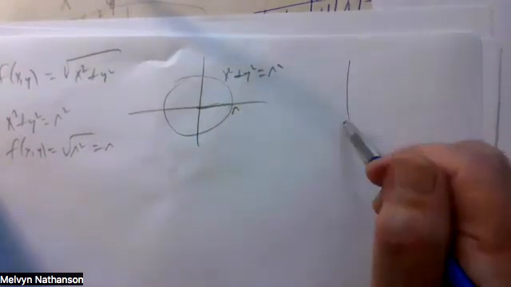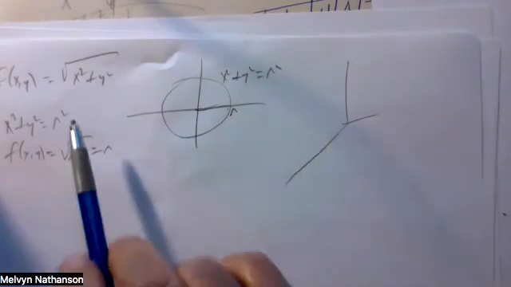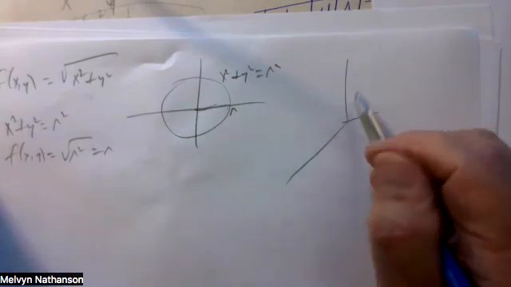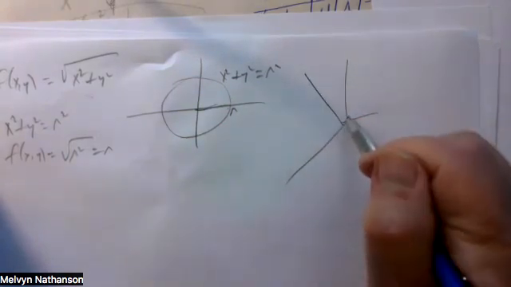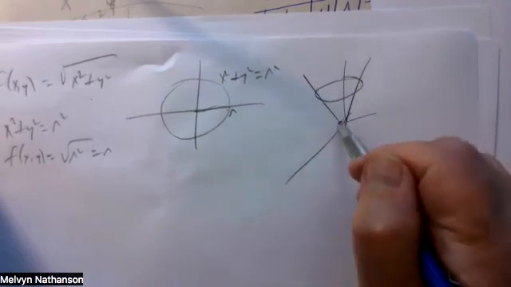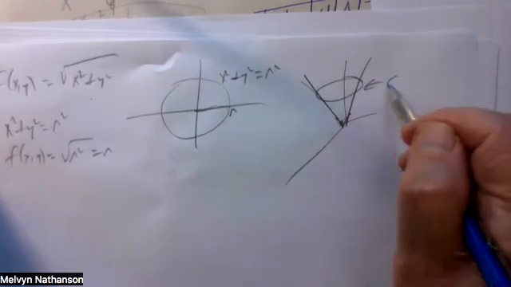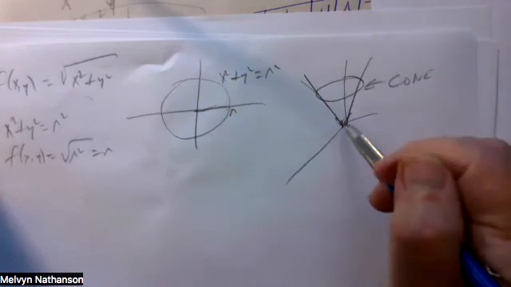So if you were to try to graph the surface z equals the square root of x squared plus y squared, that's a cone. So the surface is a cone whose vertex is at the origin.